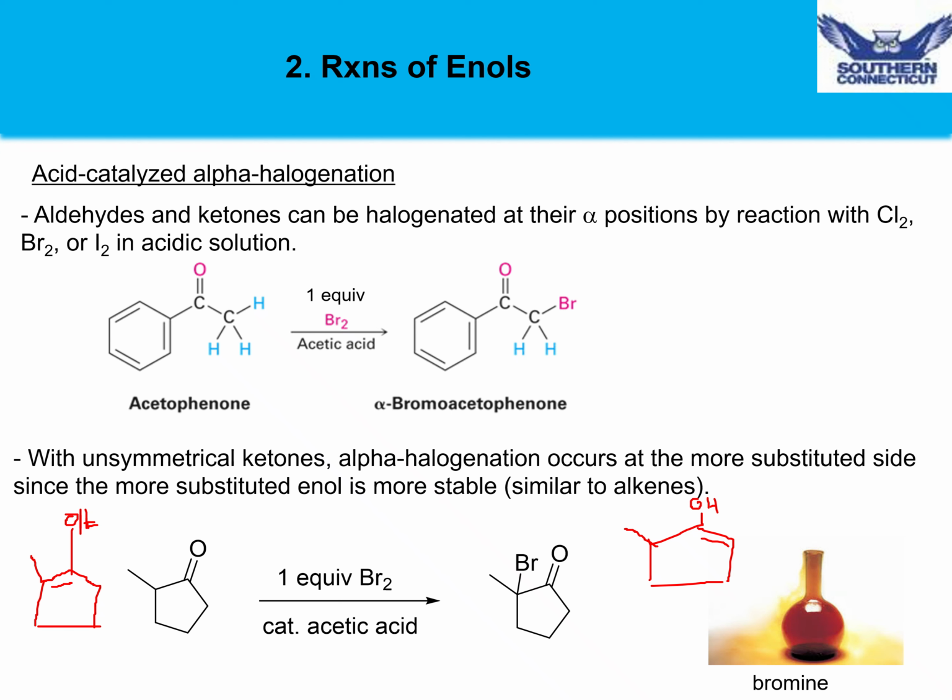So this enol is less favored since the double bond is less substituted compared to the double bond on this one. And so the reaction will occur through the more substituted enol, and therefore the substitution of the halogen will occur on the left side of this ketone.